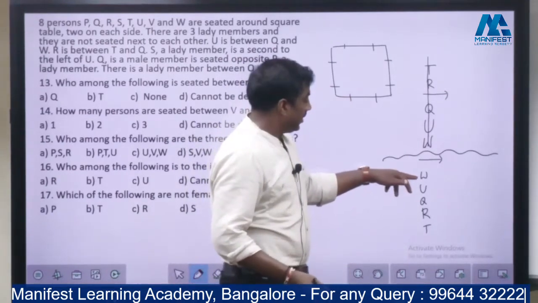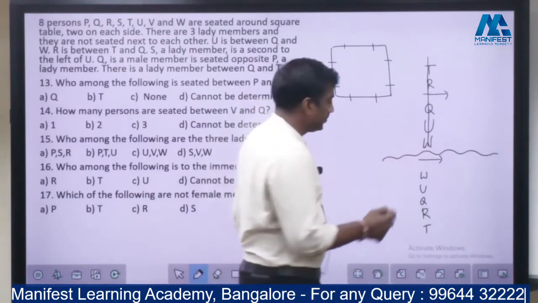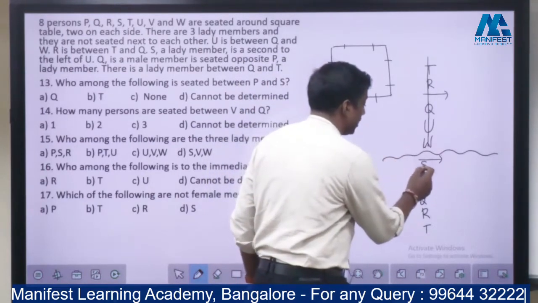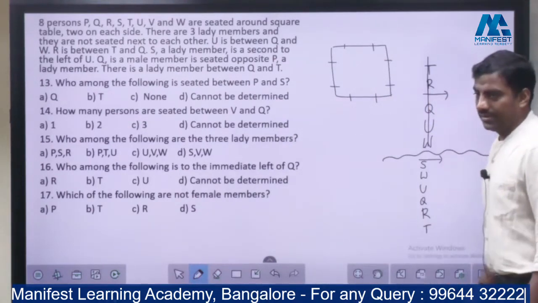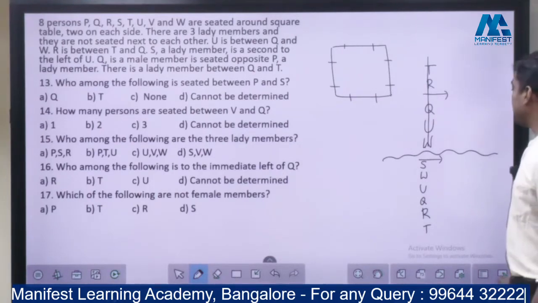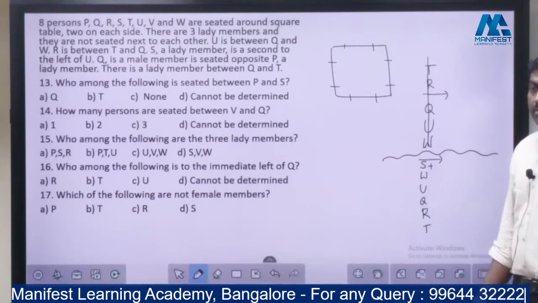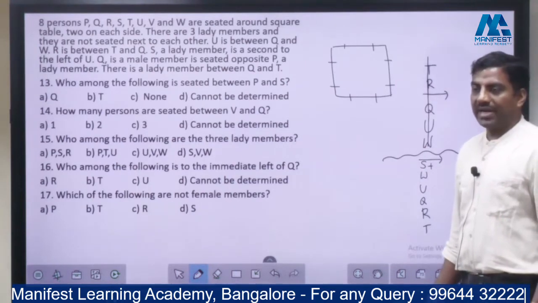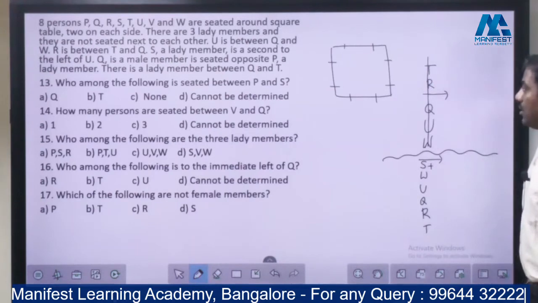Now, U is sitting here, W is first to the left, and second to the left is S. Can I write like this? Now 6 persons positions are ascertained. Okay. And S is a lady member. I would mark plus for lady member. This has been my practice even in blood relations.